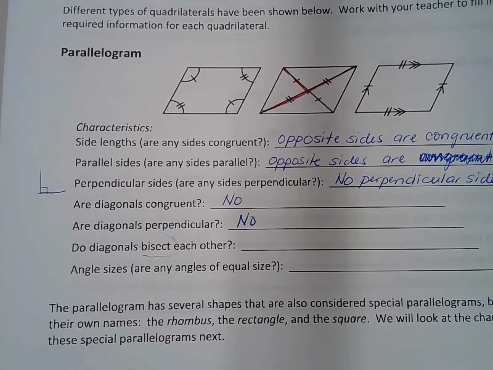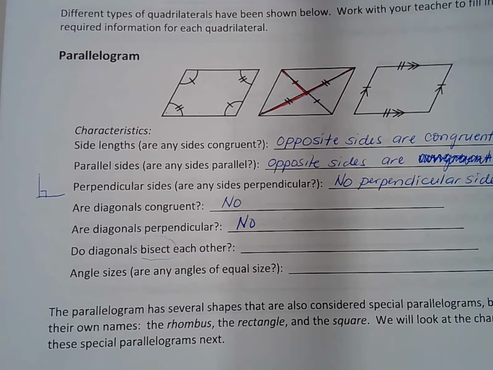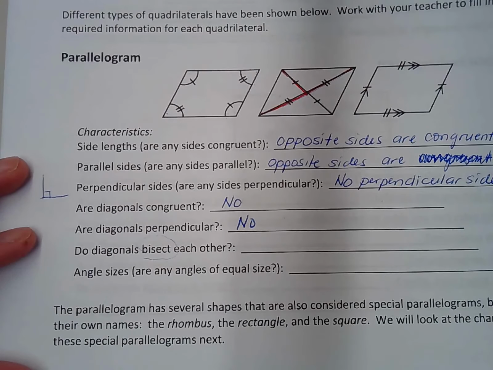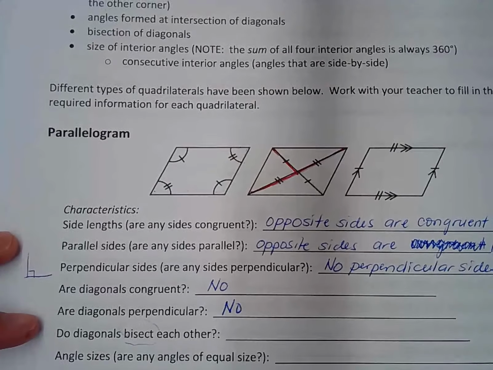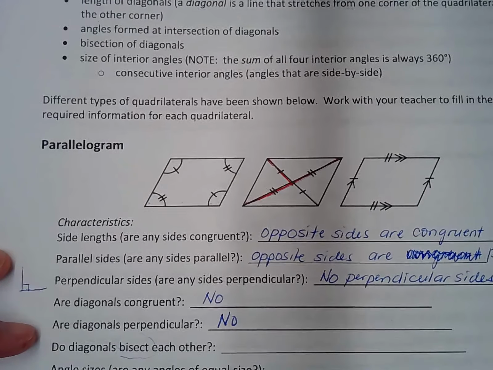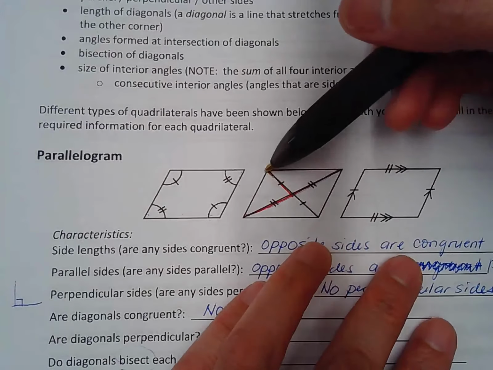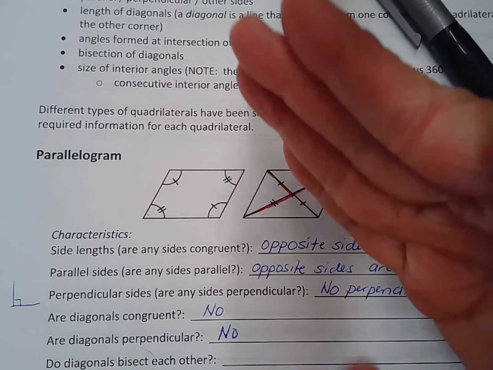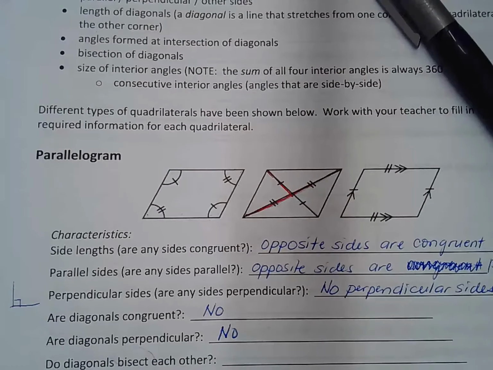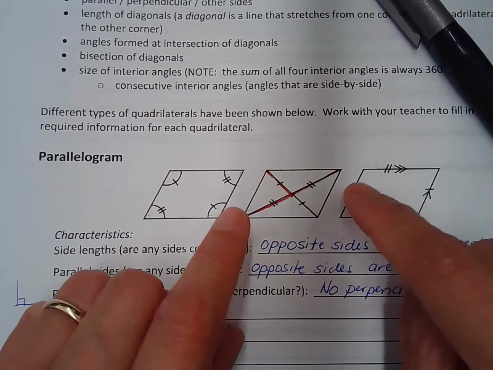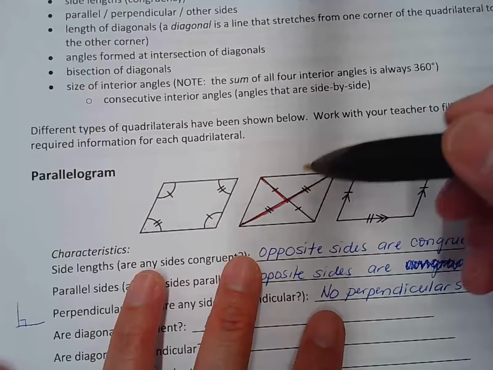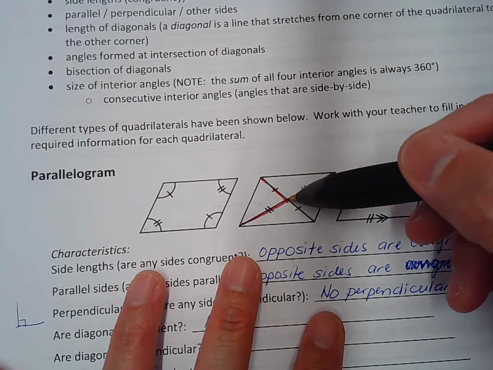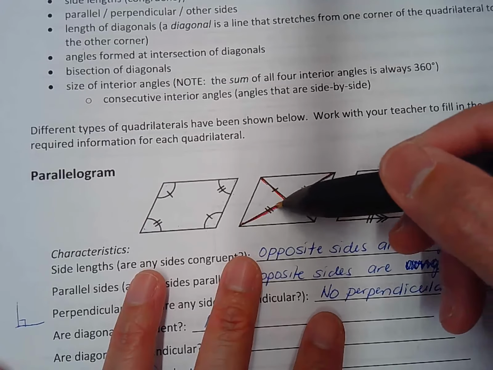Bisect means two parts or two sections, and it becomes two equal sections, two equal parts. So do the diagonals cut each other in equal parts? Now, let's look at this diagonal. Think of this as like a knife. Does that bisect this one? Yeah, it does. So this is equal and that's equal.